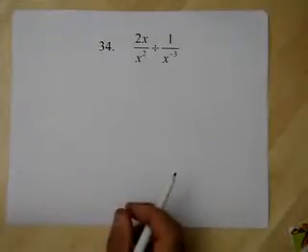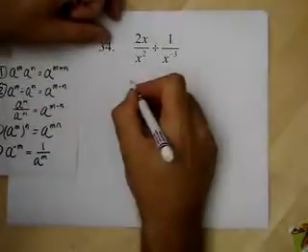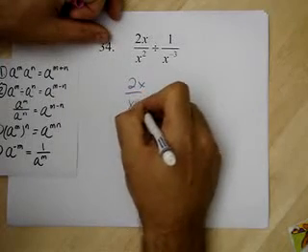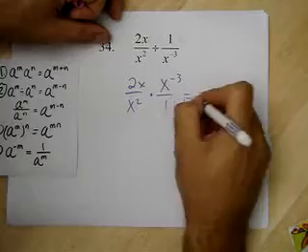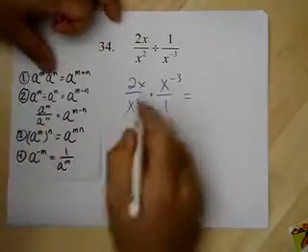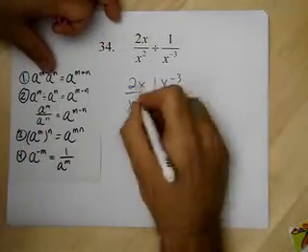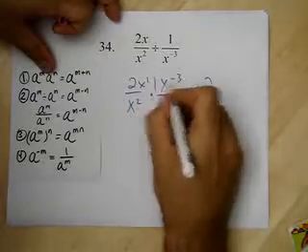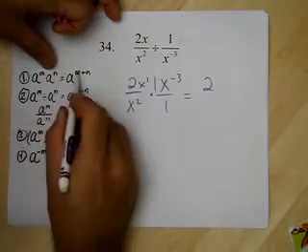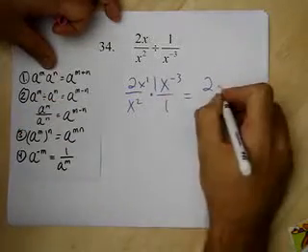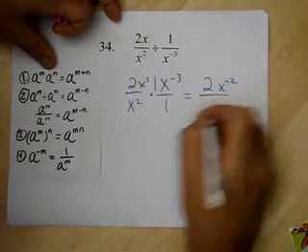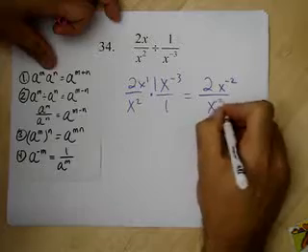Next! Here's a nice simple one. 2x over x squared times, flip it, x to the negative 3 over 1. When I multiply like bases, I'm going to multiply the top to get the top. 2 times 1, I get 2. X to the 1 times x to the negative 3, what do I do? Add, right? They both have the same base. 1 and negative 3 is x to the negative 2. Very nice. X squared times 1 gives me x squared.